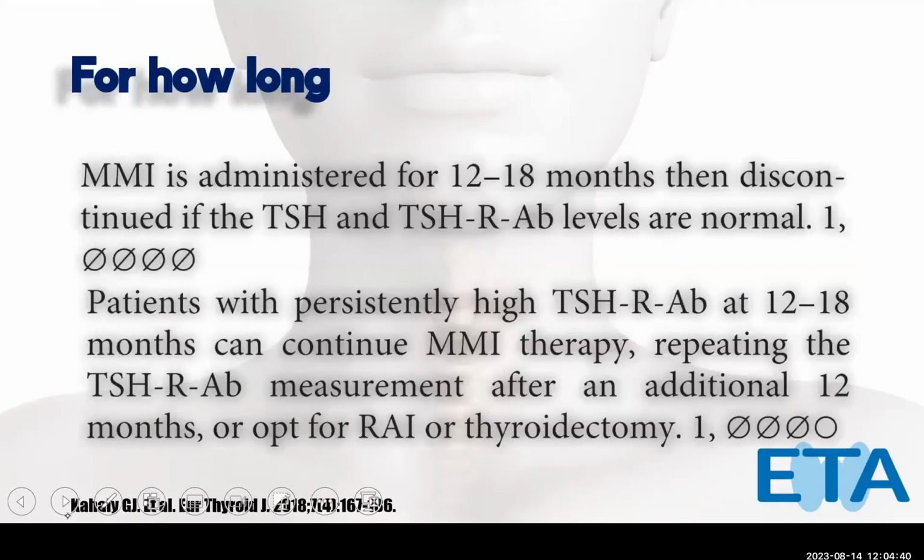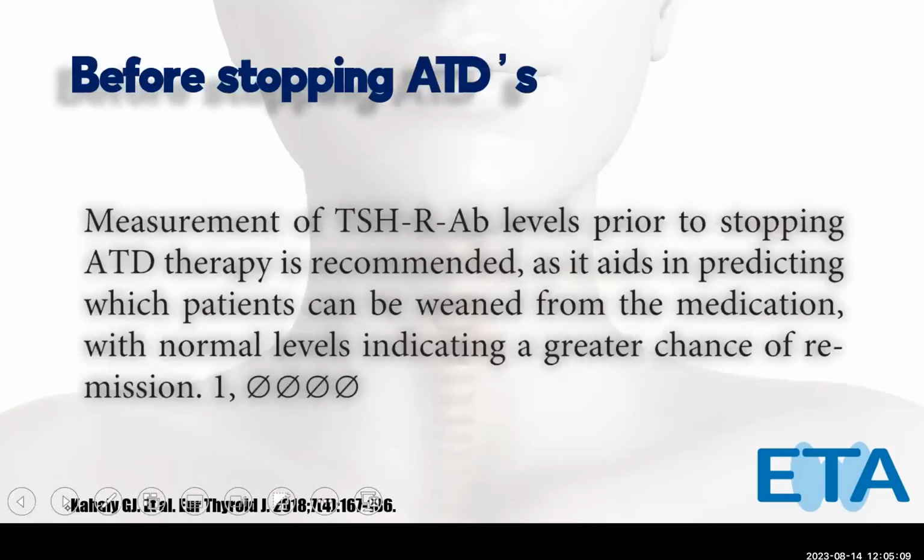How long should it be used? We initially use it for 12 to 18 months. And if the patient after this period has a normal TSH and a normal TRAb, it should be stopped. For a patient who still has a persistently suppressed TSH or persistently high TRAbs, we may extend the treatment duration for another 12 months, or we may ask the patient to choose between radioactive iodine ablation or thyroidectomy.